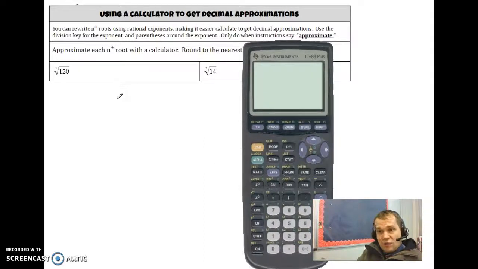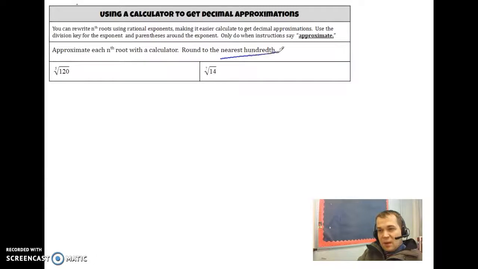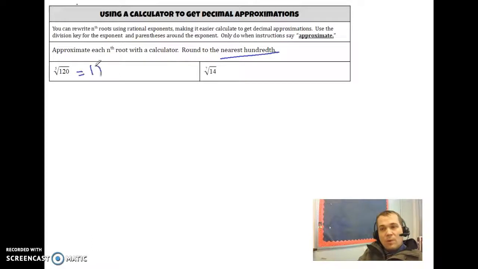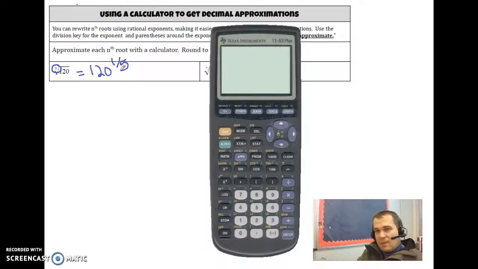So my recommendation all the time, when you see the rules use a calculator to get a decimal approximation, first off, make sure you know what you're rounding to. In this case, it will be the nearest hundredth, so that's 2 decimal places. And we're just going to convert this fifth root to an exponent, 120 to the, this is the index, so that's the denominator, 1/5 power. On the newer calculators, it's harder to do this wrong, but on this old one I have here, I've got to make sure that I put that 1/5 in parentheses.